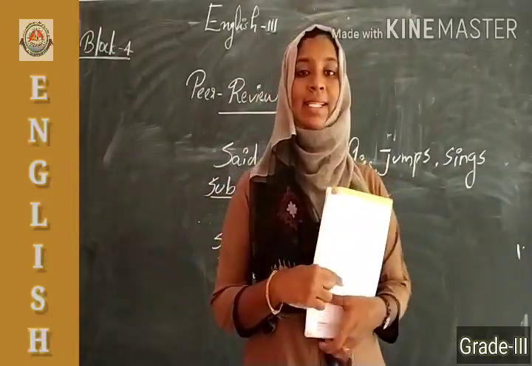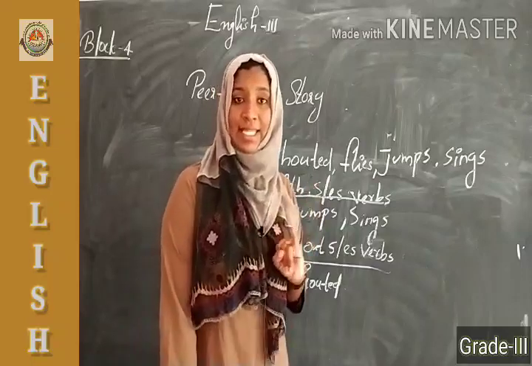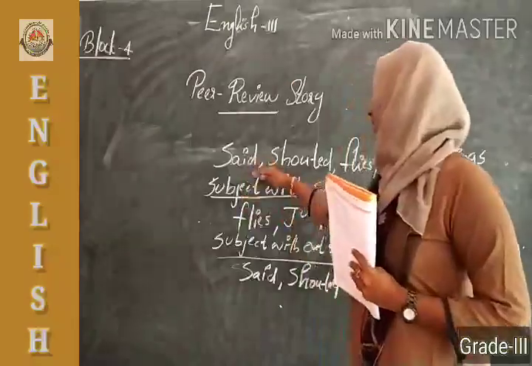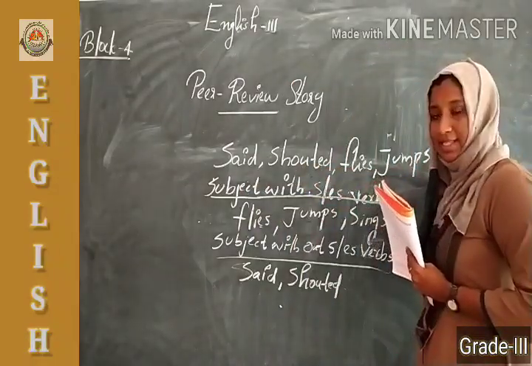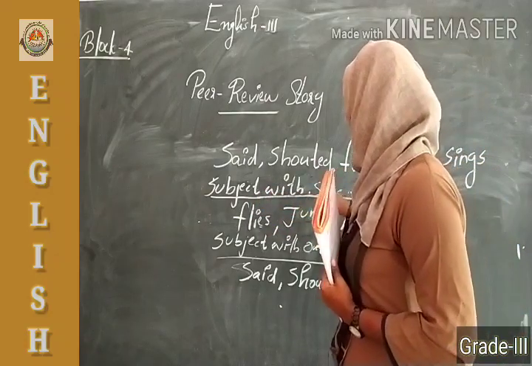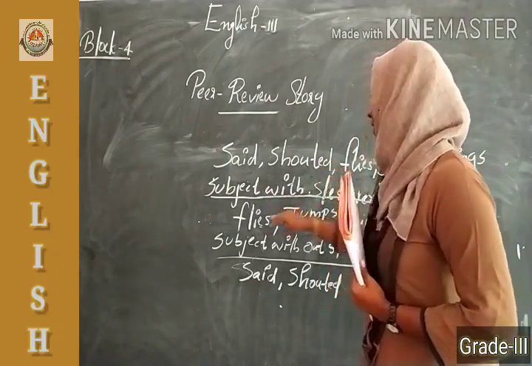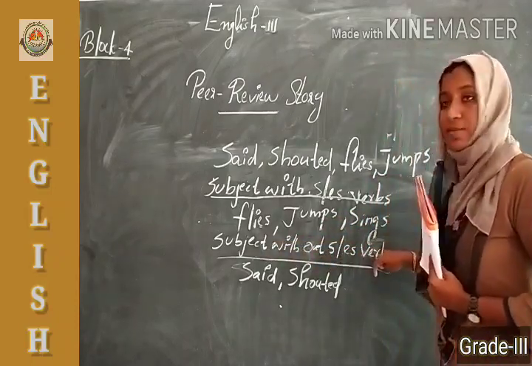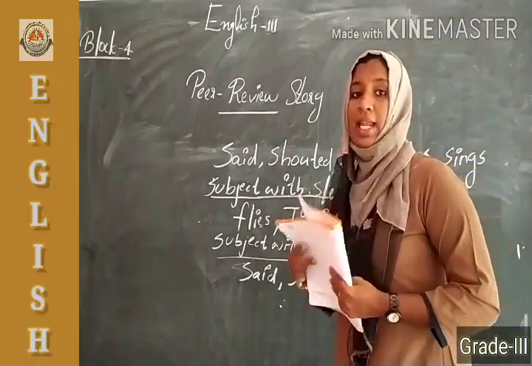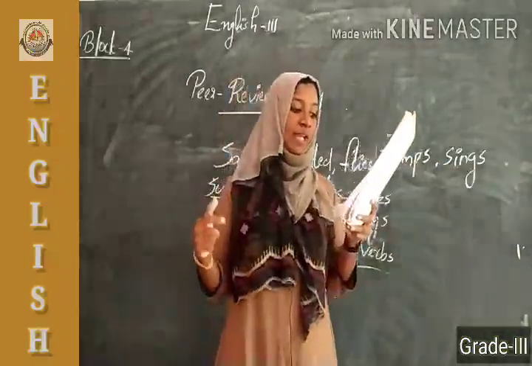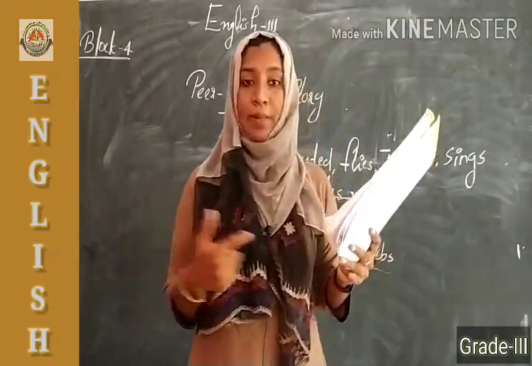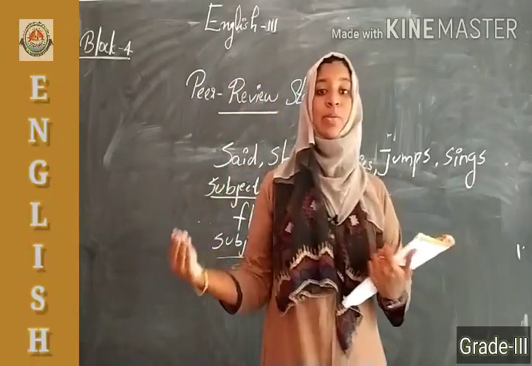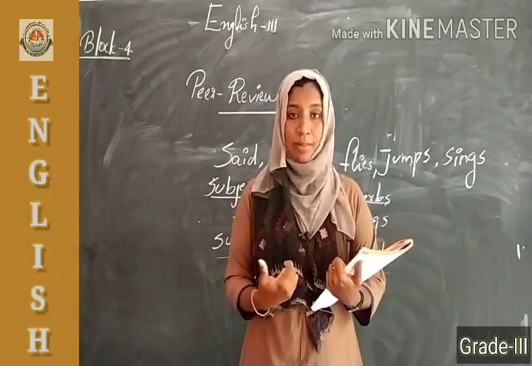So I already said that here my character is Nini Nightingale and she goes to an island, and the verbs I used are said, shouted, flies, jumps and sings, and the subject with es verbs are flies, jumps and sings, and the subject without es verbs are said and shouted. And the last or the final column, my idea to make my story better is, if I add more dialogues between the characters, I could make my story better.